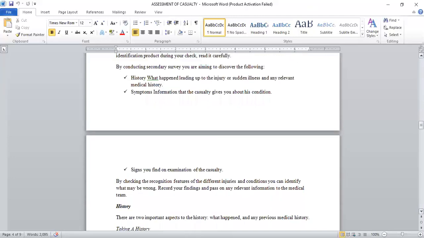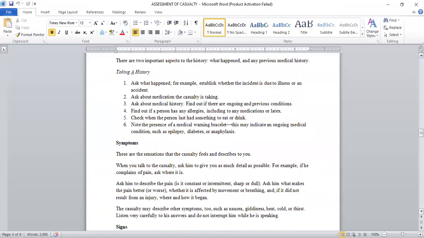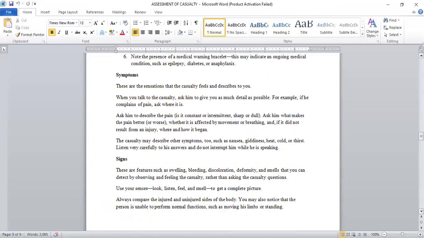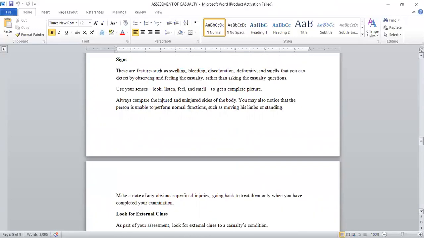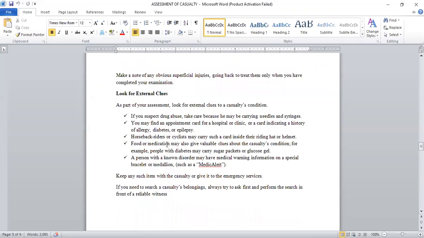So like I've told you, these are just explanations on the word SAMPLE. So the symptoms, like I've said, these are the sensations that the casualty feels and describes to you. They are able to describe, those are the symptoms. But the signs, they are what you can observe, you as a first aider. That is the difference between signs and symptoms. Those are two different words. Also you can identify some external clues that can help you to understand the nature of the emergency.